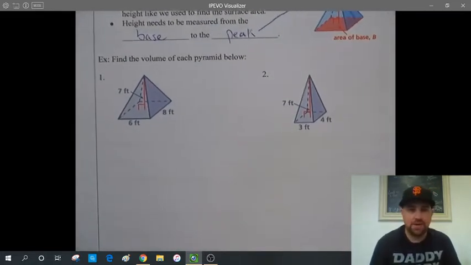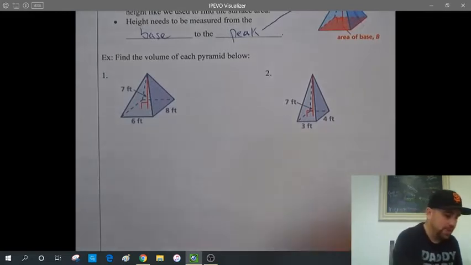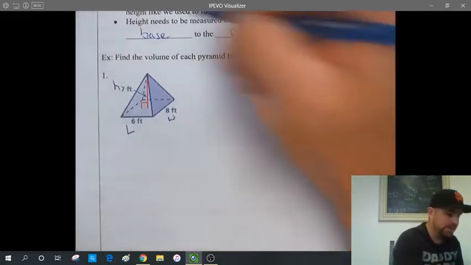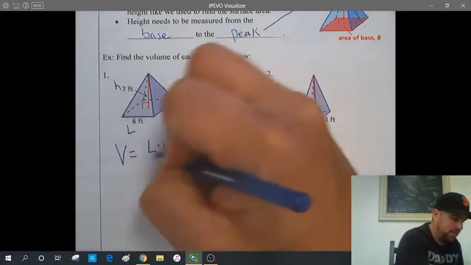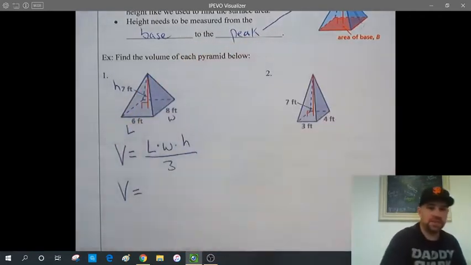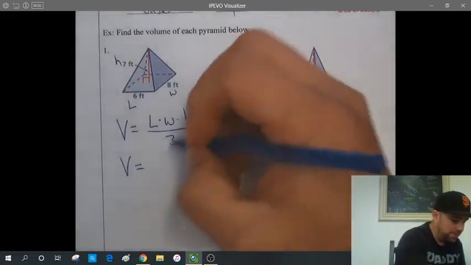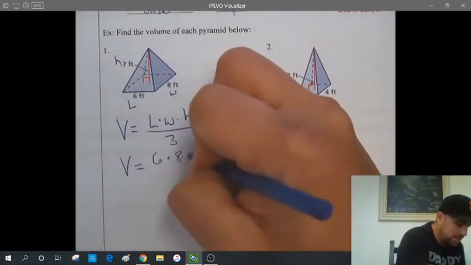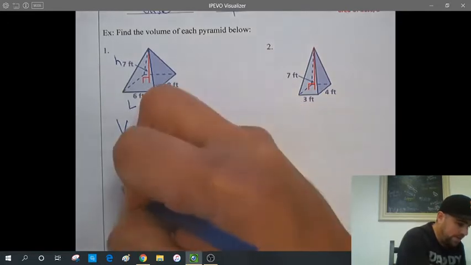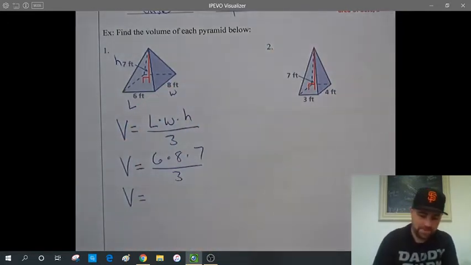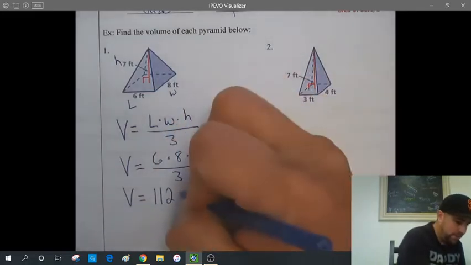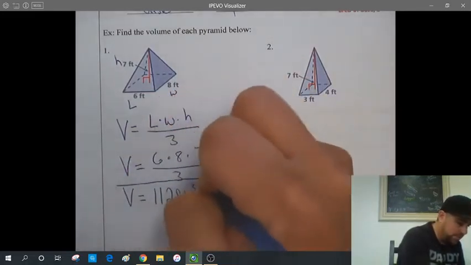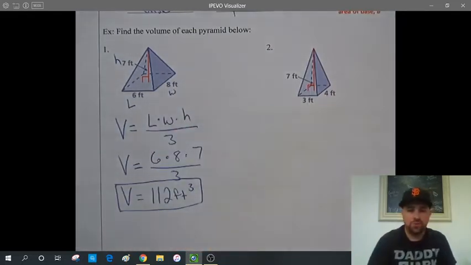Okay, so for our examples here, finding the volume of each pyramid listed below. If I call this the length, this the width, and this the height of my pyramid, again for volume, it's going to be length times width times height, and then divide that by 3 because it's 1/3 of it. So for this one, 6 times 8 times 7, and then divide by 3. 6 times 8 times 7 makes 336. Divide that by 3, and we get 112. Feet was the measurement. It's volume, so cube that, and so 112 cubic feet.